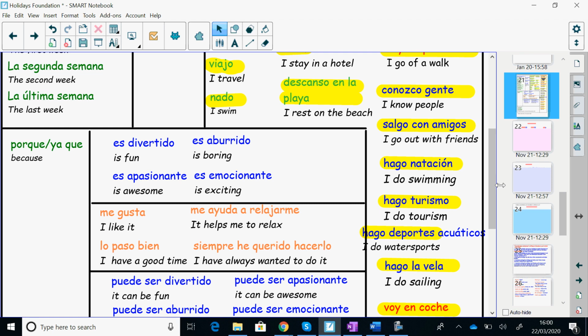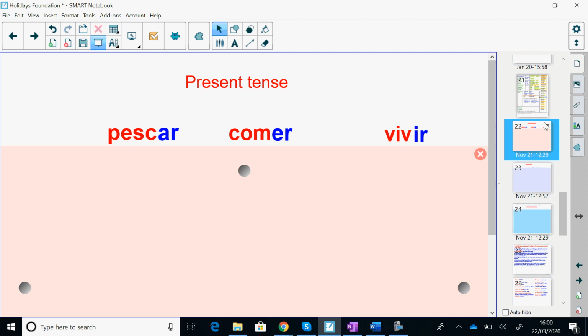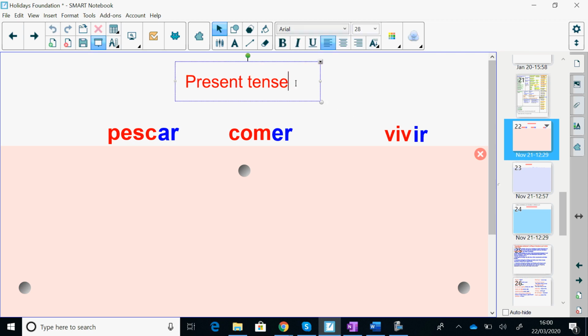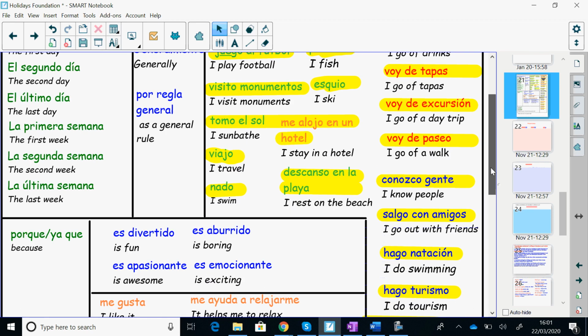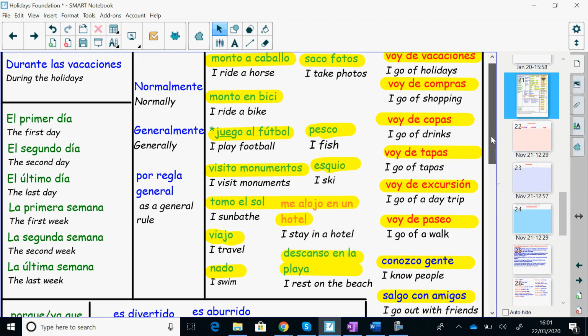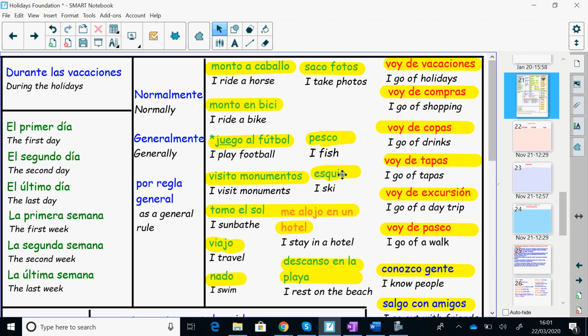to go over the present tense, which you're going to need for this week's work. The present tense, guys, is what in English we use when we say I do. I ride a horse. I swim. In fact, all these verbs we'll be looking at here, all this is the present tense. I go for a walk. I fish, esquío, me alojo, visito, juego, monto, etc.